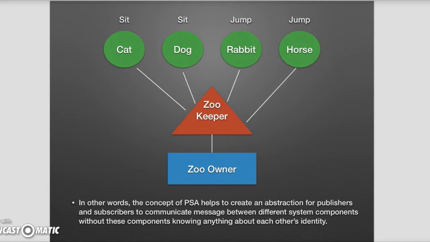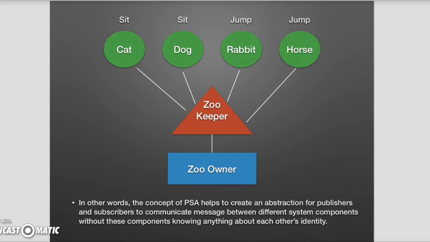So, in the olden days, in the zoo, you only have a zoo owner and the animals, and each of these animals only listens to one operation. In this case, cat and dog is sit, and rabbit and horse is jump. So last time, which is a tight coupling system, the zoo owner had to communicate to every animal one by one in the zoo, and ask them to sit or jump. And this is a very tiring and inefficient process for the zoo owner.